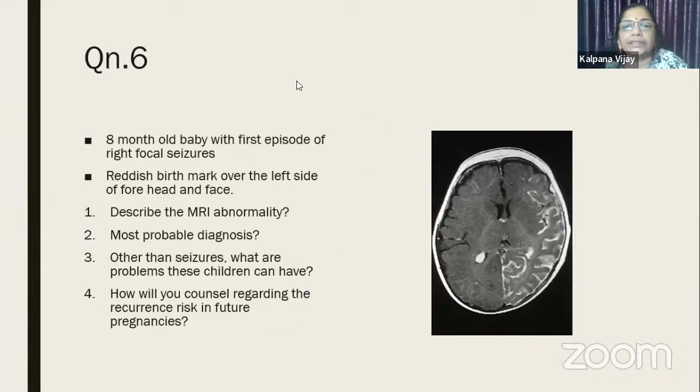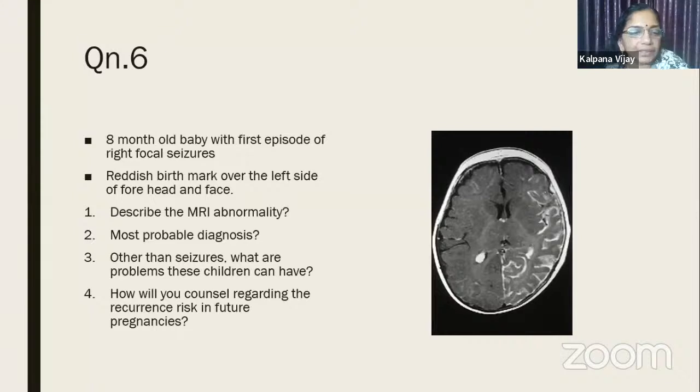So other than seizures, what are the problems you can have? Yes, so altogether they have answered. Actually, one of the important problems is glaucoma. Then another one will be recurrent strokes or hemiparesis can occur.